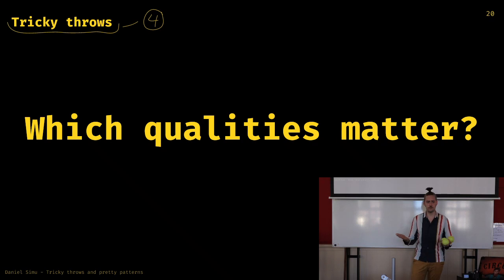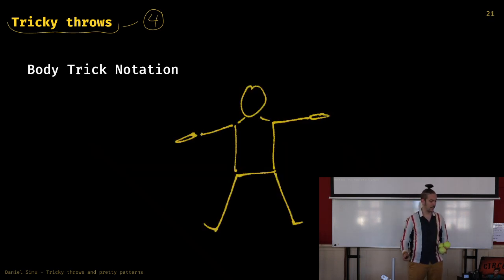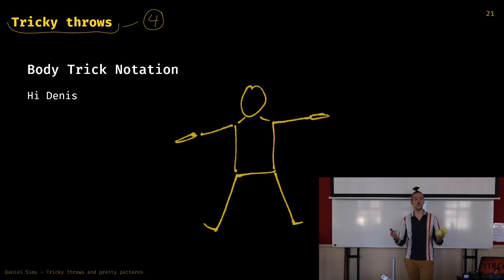And it was up to me to figure out these unwritten rules of which features of juggling define tricks or don't. Well, this turned out to be a very difficult task, so rather than starting from scratch, I decided to build my own systems upon the ideas of another system, a system called body trick notation. Body trick notation was invented around 2001 by juggler Denis Palmier, who's listening to us on Zoom, so I hope that I do a good job at representing his system. But I want to explain it very shortly.